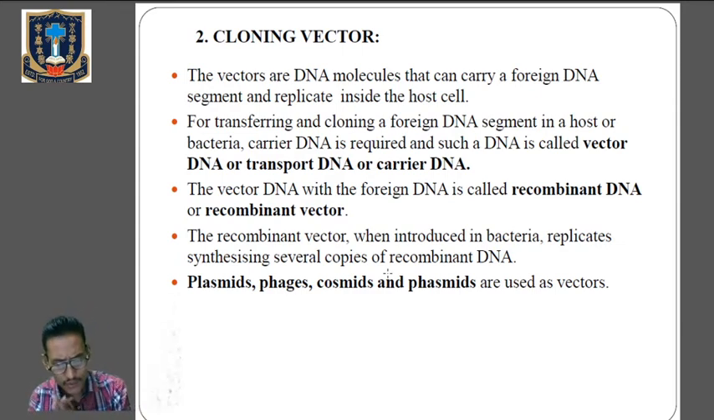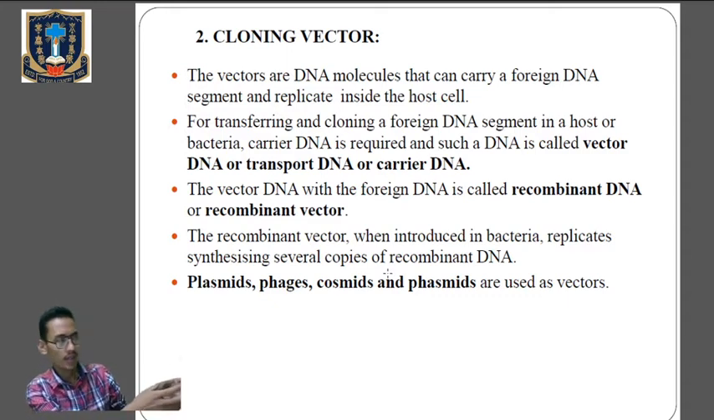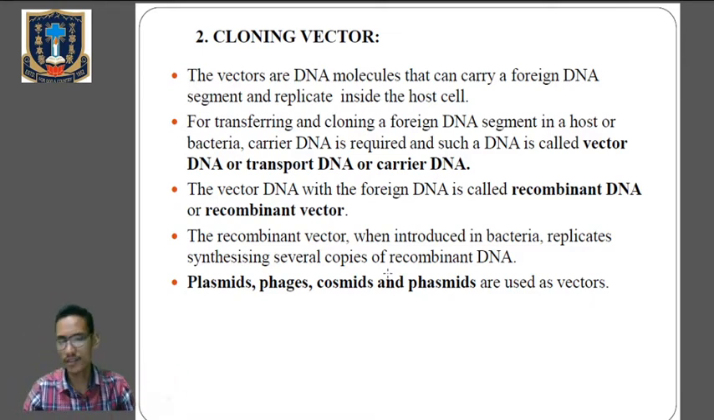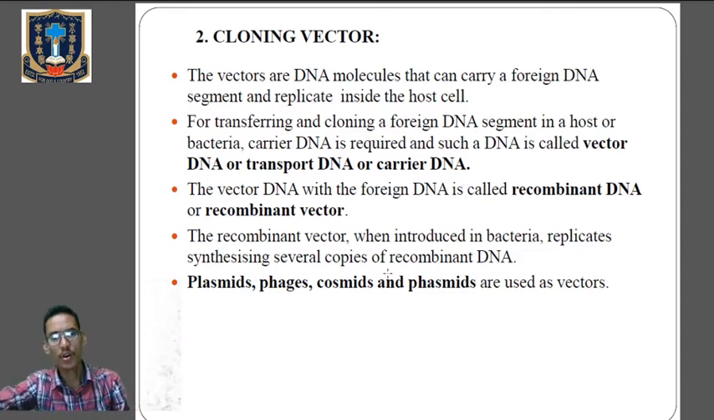the foreign DNA will also replicate or multiply and produce multiple copies. Okay? So for transferring and cloning a foreign DNA segment in a host or bacteria, carrier DNA is required, and such a DNA is called vector DNA or transport DNA or the carrier DNA. So we cannot simply put the DNA from one source into the body of the host. Clear? We cannot take the DNA segment from the donor and simply put it into the body of the host. We require an intermediate carrier that can carry the foreign DNA segment and put it into the body of the host.